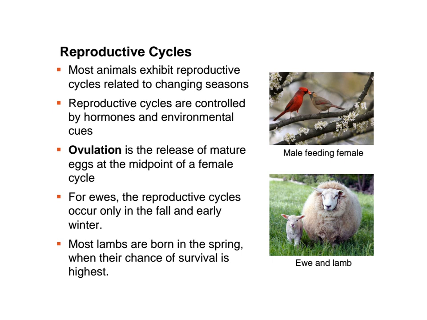For most animals, reproduction only occurs at certain times of the year. In other words, their reproductive cycles are regulated by changing seasons. Their bodies will pay attention to things like changes in day length as well as temperature. So these reproductive cycles are controlled by hormones and, as I said, environmental cues such as day length and temperature. Ovulation is the release of mature eggs at the midpoint in a female cycle.